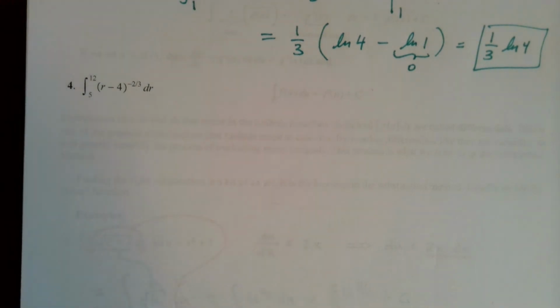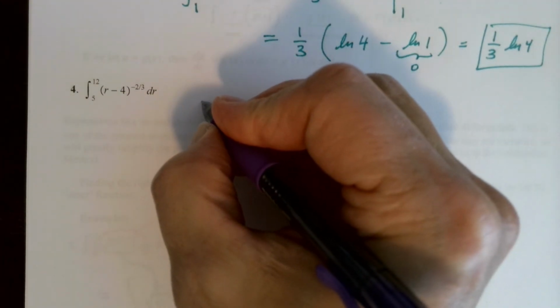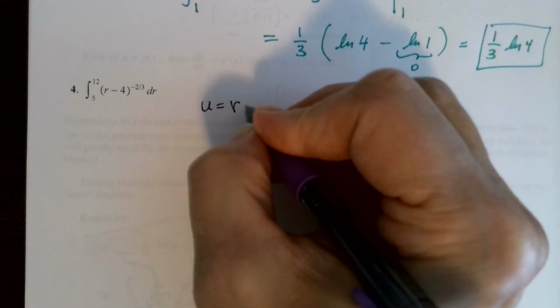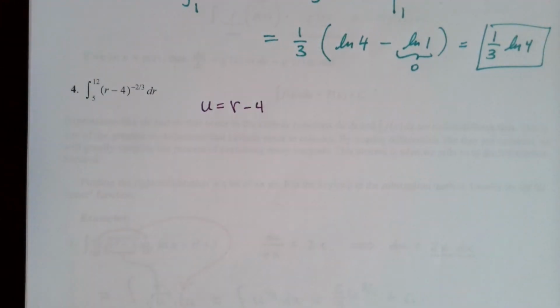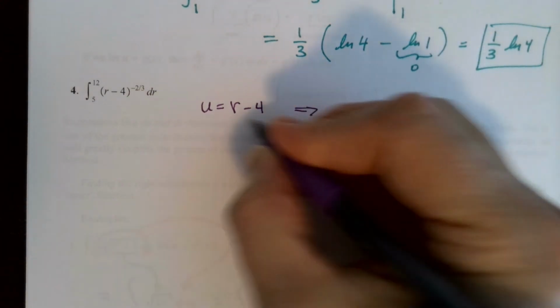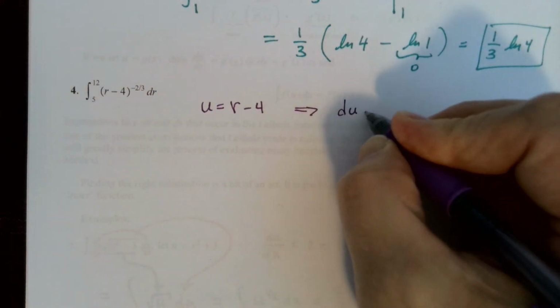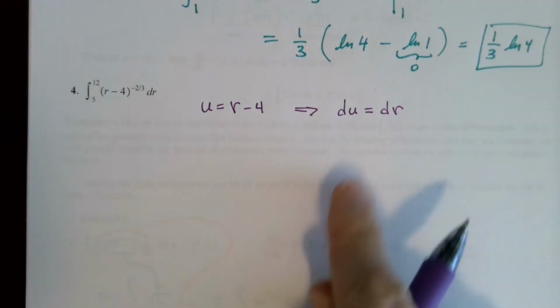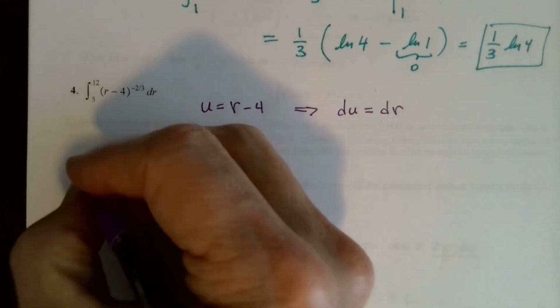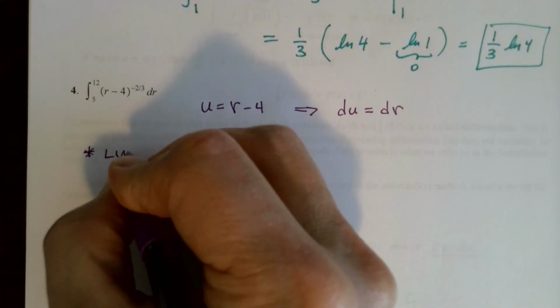Okay, one more example. What's the value of this definite integral? So what's my u going to be here? My u here is just r minus 4. Notice my original variable is r. And of course, what's the derivative of r minus 4 with respect to r? It's just 1. So du is equal to dr. Okay. But again, limits have to be changed.